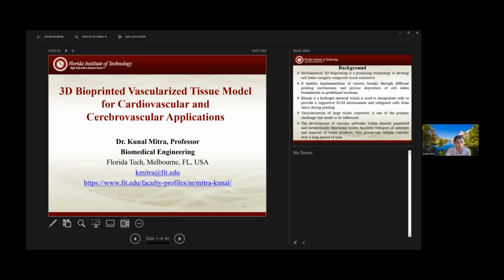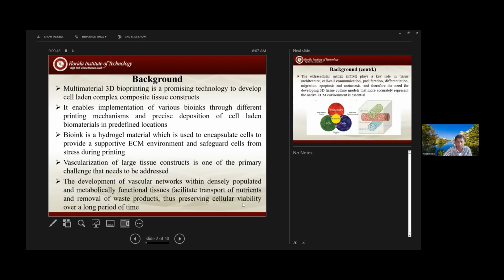My presentation topic is 3D bioprinted vascularized tissue models for cardiovascular and cerebrovascular applications. I'll be focusing more on the cardiovascular applications, and I'll just throw a few slides in at the end, because the cerebrovascular work is still in its initial stages.